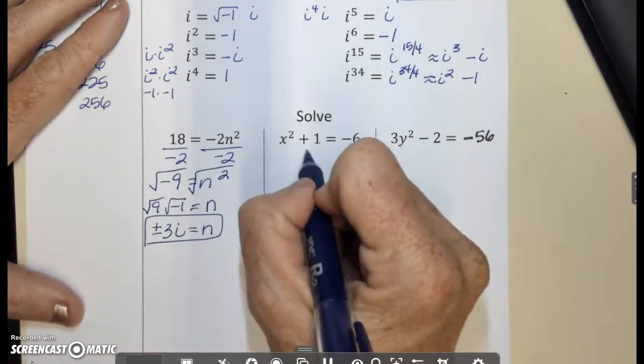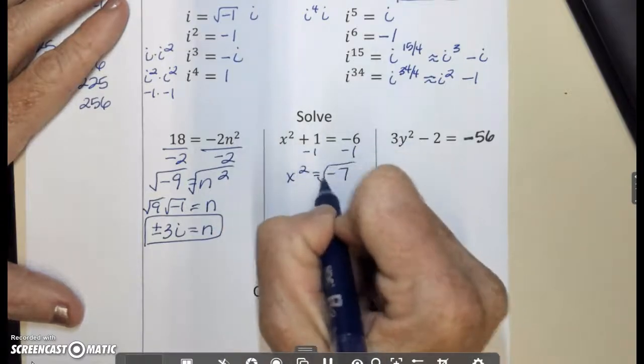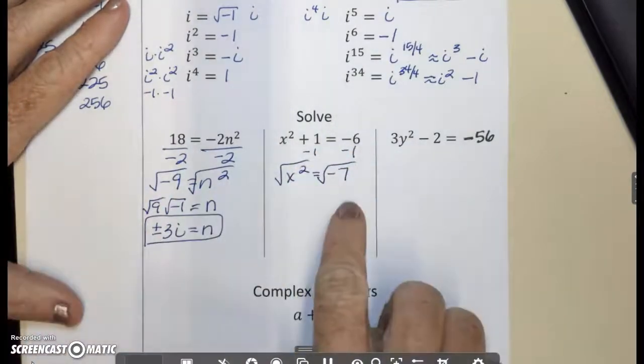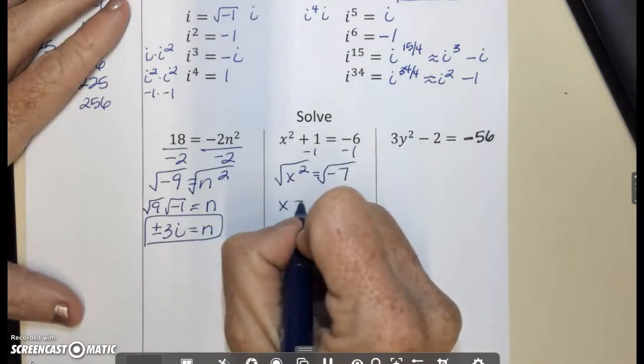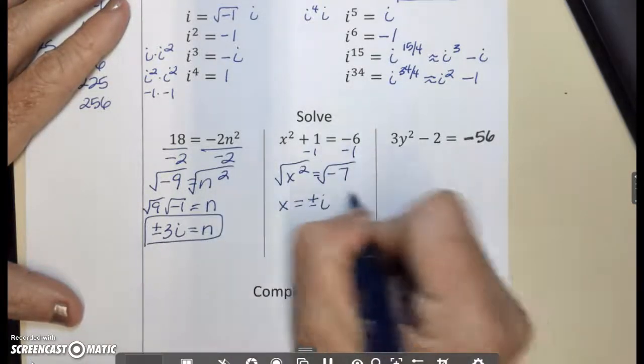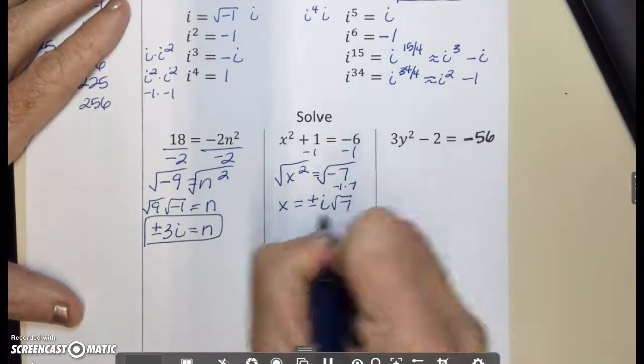In the second example, we need to subtract 1 from both sides, so I get x squared equals negative 7. Take the square root. 7 is not a simplifiable radical, but the negative 1 can be pulled out of there. So you have x equals plus or minus I, which is that negative 1, right? Negative 1 times 7, and the square root of 7.